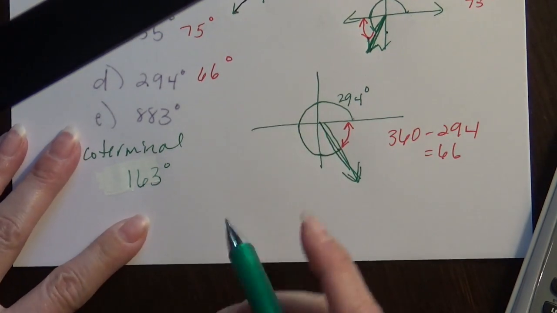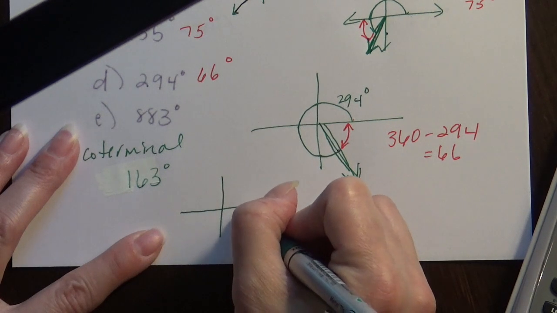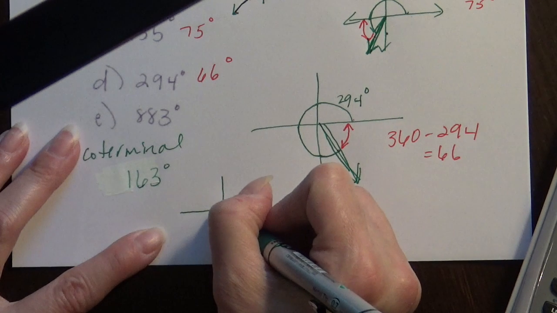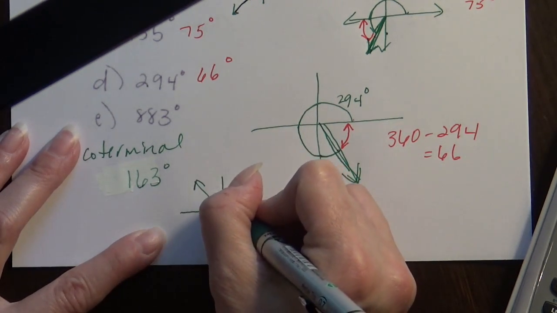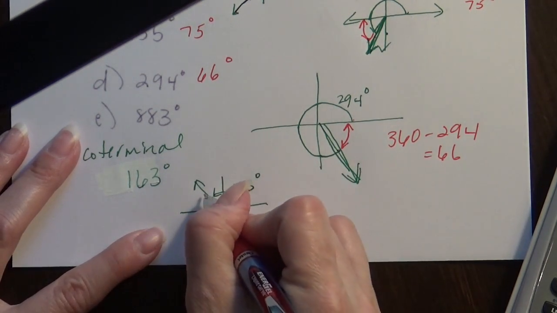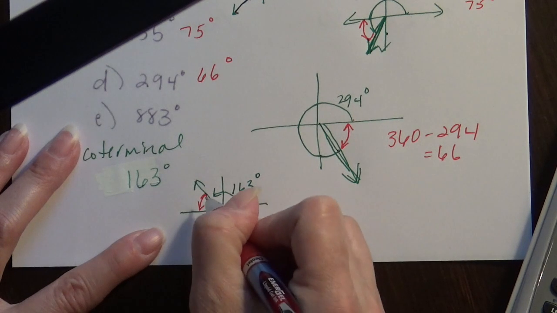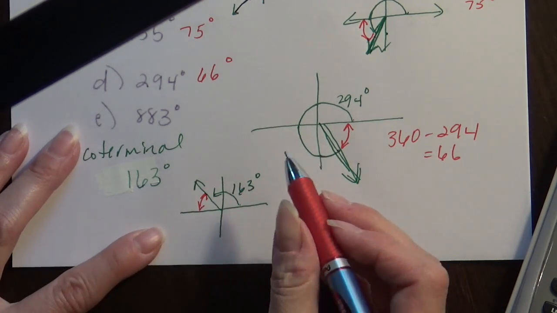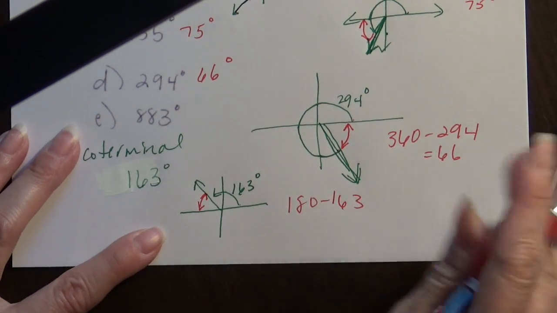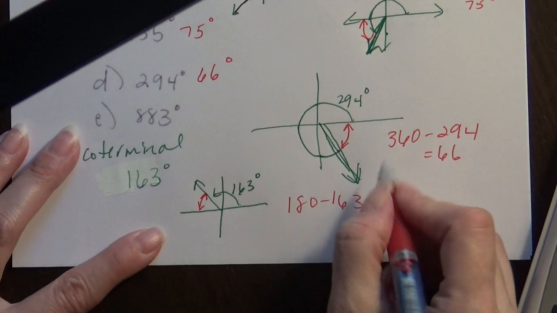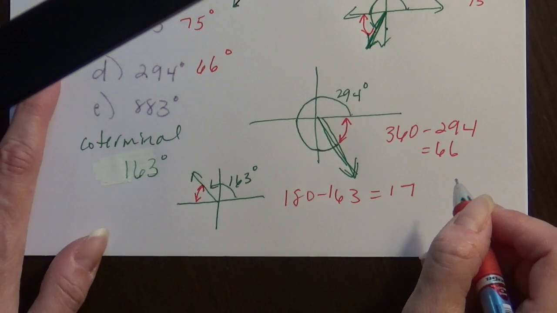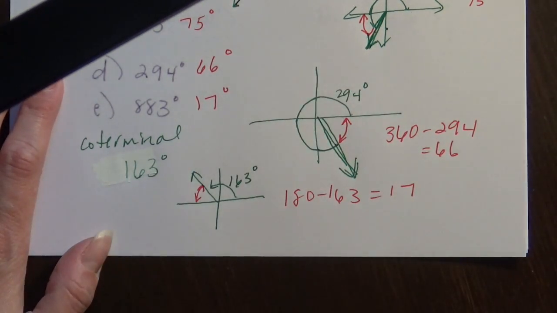So that's easy to draw. 163 is going to bring us to, here's 90 degrees, this would be 180, so I'm going to be back here somewhere in quadrant 2. I know that this is 163. So I need to know the distance from my terminal side to the x-axis here for theta prime. How can I calculate that? Let's do 180 minus 163, and that is going to give us 17. So our reference angle for 883 degrees is 17 degrees.